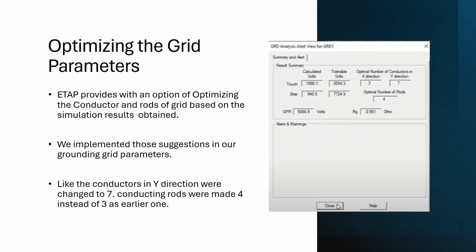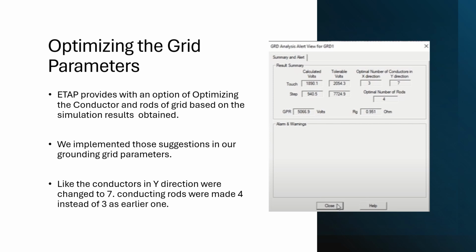In this slide, we are discussing optimizing the grid parameters. ETAP software provides us the opportunity for optimization by increasing the conductors and rods quantities and size to get the desirable result. So we implemented the suggestions which are given by the ETAP software. We have made changes accordingly.